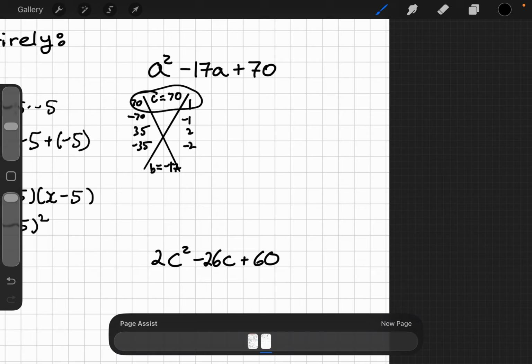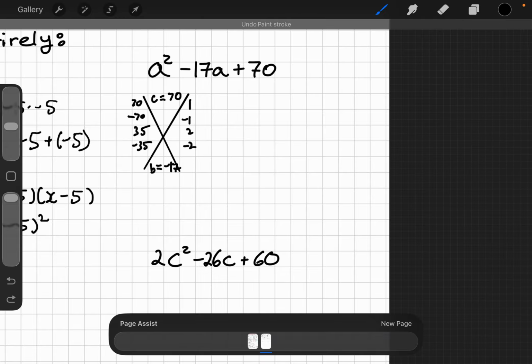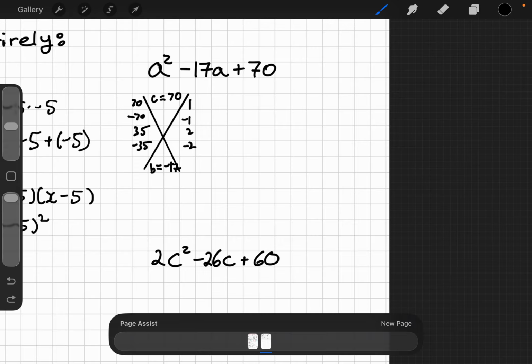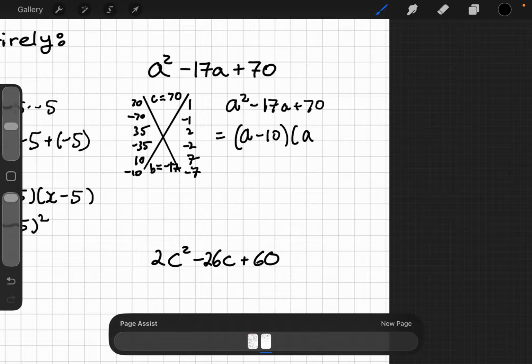Do any of these pairs fit the criteria here? Add to negative 17 and multiply to 70. Not yet. 10 and 7. And negative 10 and negative 7. And voila. This is the pair we need. They multiply to 70 and add to negative 17. So here we can factor a squared minus 17a plus 70 is equal to a plus one of the factors, right? Negative 10. a plus negative 7, the other factor here. So it's just minus 7. Plus negative 7 is minus 7. So this is the factored form.